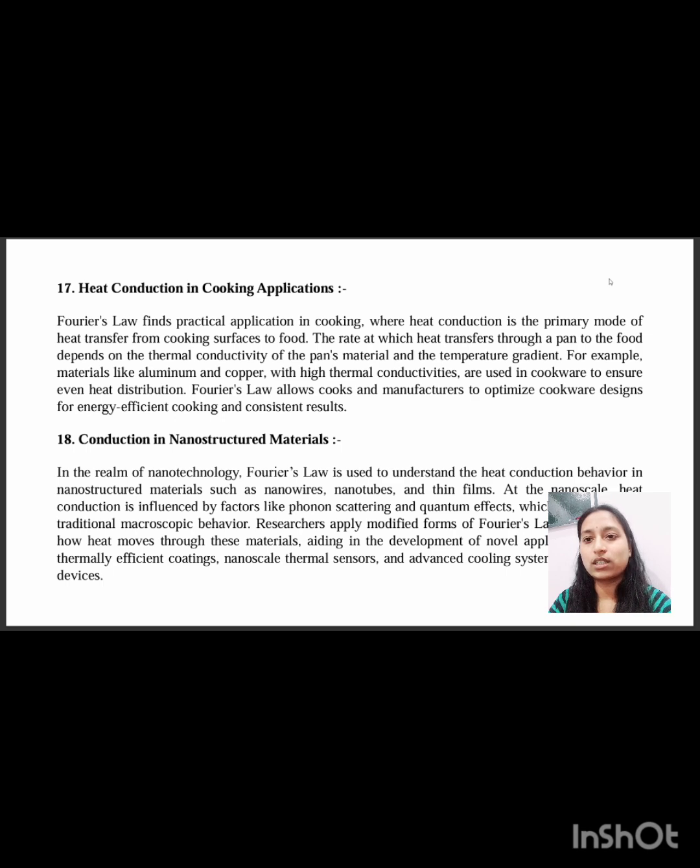Heat conduction is influenced by factors like scattering and quantum effects, which differ from the traditional macroscopic behavior. Researchers apply modified forms of Fourier's law to investigate how heat moves through these materials, aiding in the development of novel applications such as thermal efficient coatings, nanoscale thermal switches, and advanced cooling systems for electronic devices.